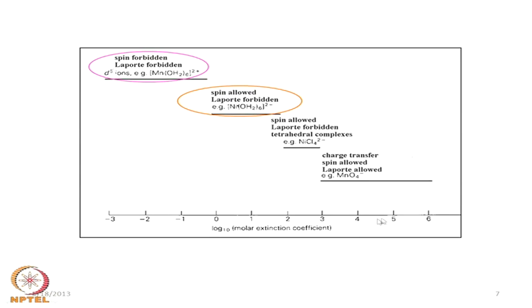Then as we move towards the right of this scale, the molar extinction coefficient becomes higher and higher, above 1000, which is due to the charge transfer, which is both spin allowed and Laporte allowed. So, when both of them are allowed, we get the CT transitions, which we know as the charge transfer transitions. We will discuss in detail how a solution of potassium permanganate in water is highly colored, purple colored, and the intensity is very high, so we are able to detect a very low concentration of this particular compound.